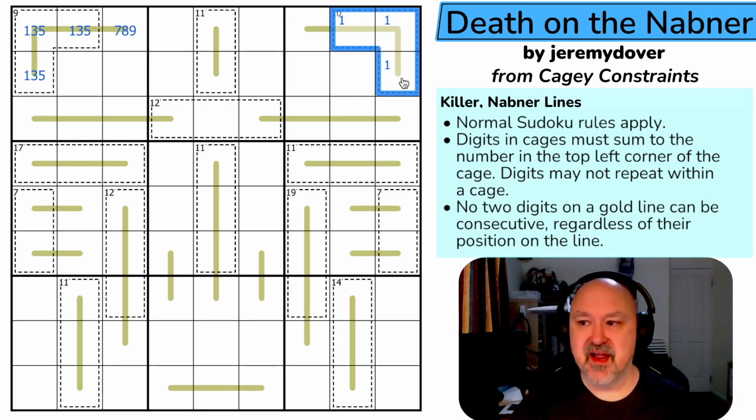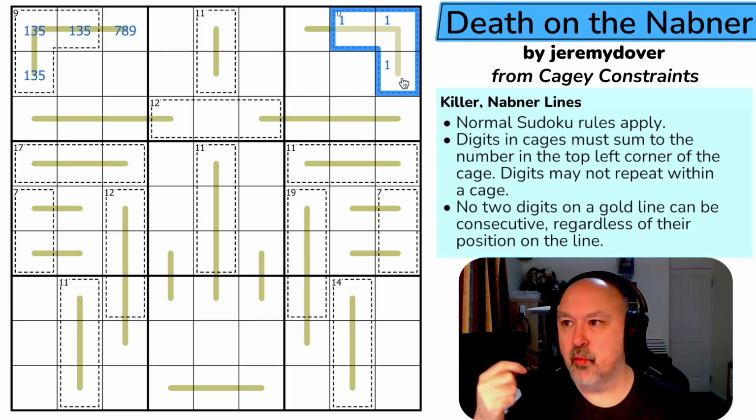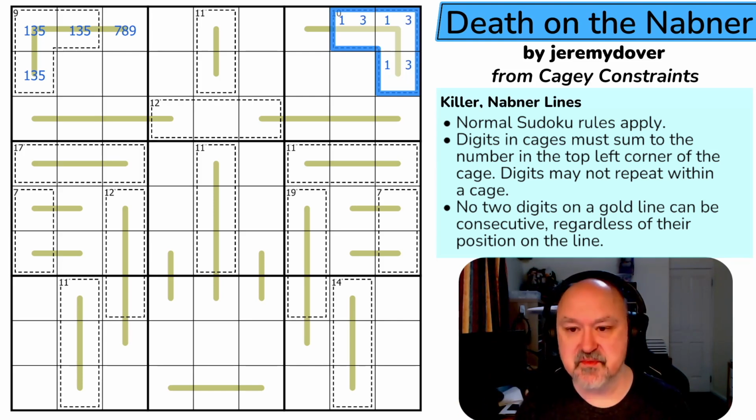Now, I can't now use a 2. If I jump to 4, I'd end up with 1 jumping to... So if I don't include a 3, I'd jump to 4. I'd have 1, 4. I then couldn't use a 5, so it'd be 1, 4, 6, which is 11. So there must be a 3.